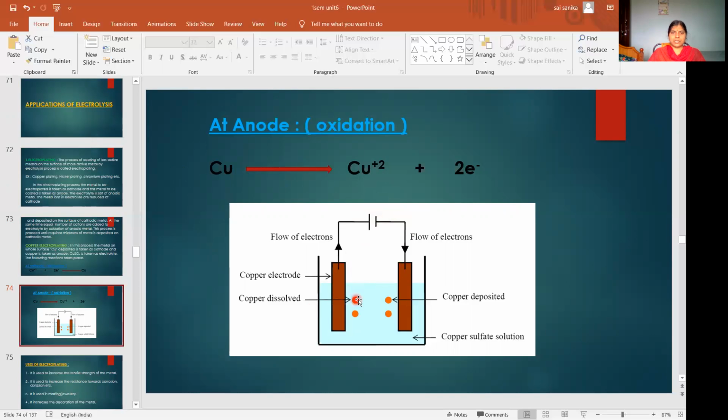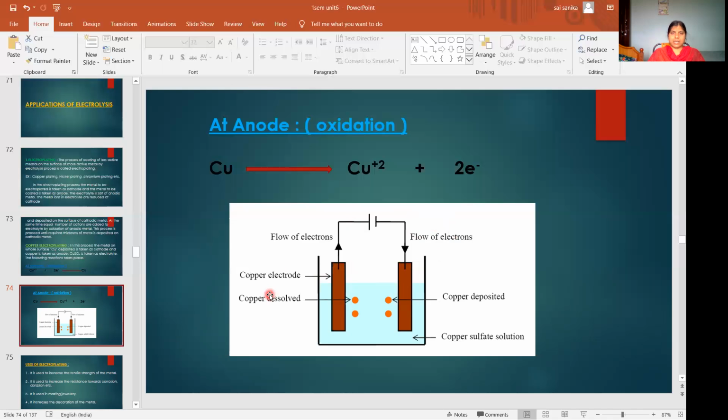So here, which rod is taken as anode? The copper rod is taken as anode. So this copper rod is connected to the positive pole of the battery. So whichever is connected to the positive pole of the battery, that is the anode. And the other metal, on which copper is depositing, that metal will become the cathode. So that will be connected to the negative pole of the battery.